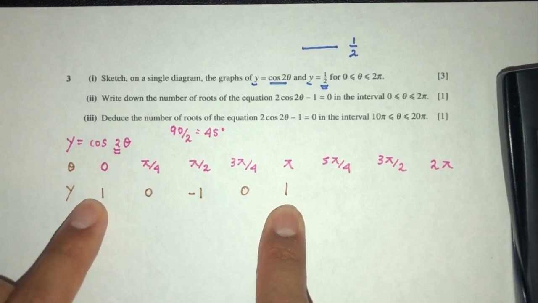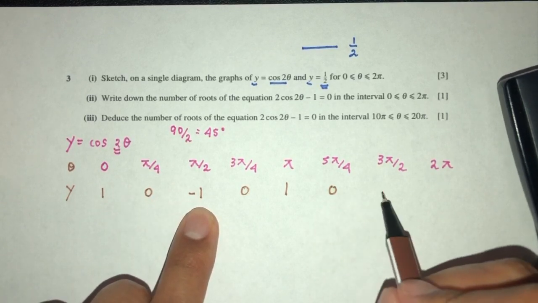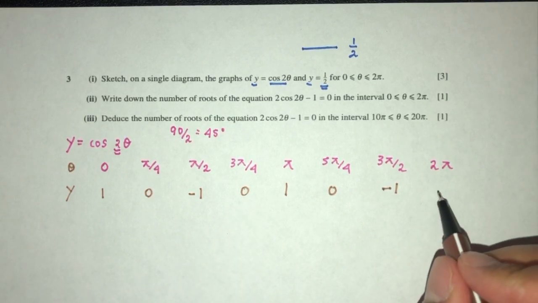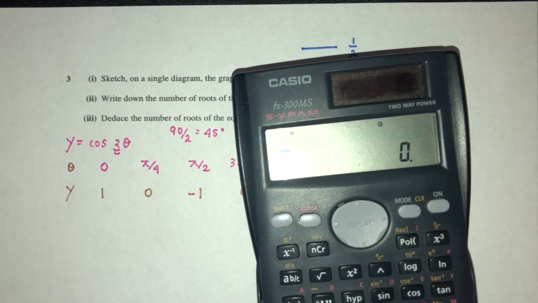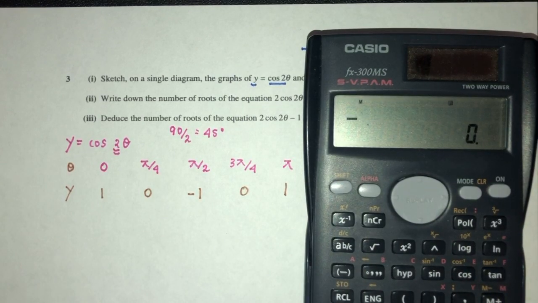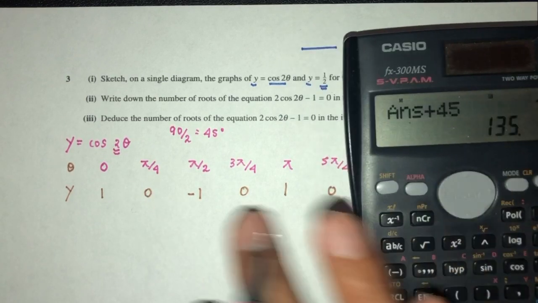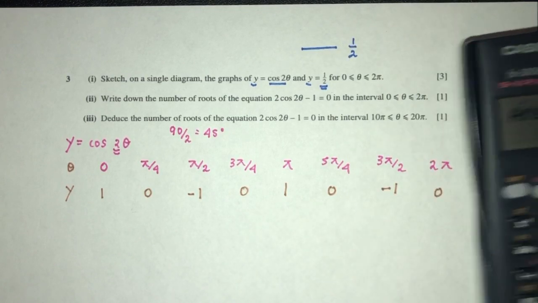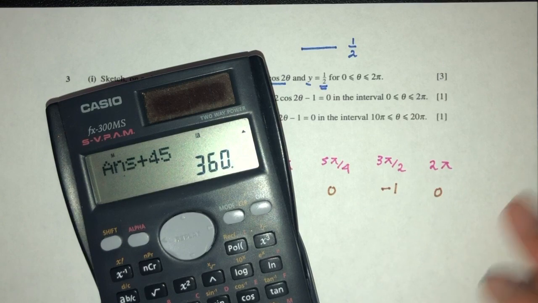So again, next one will be 0, next one minus 1, and back to the value of 0. So I think I'm missing a value here. Let's check. We have 0 plus 0, and plus 45 should be 45, 90, 135, 180, 225, 270, 315, and then I will have 360. So I'm missing a value.